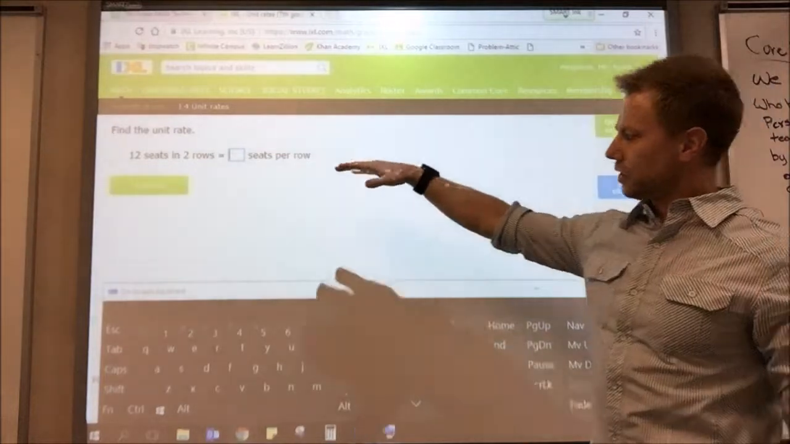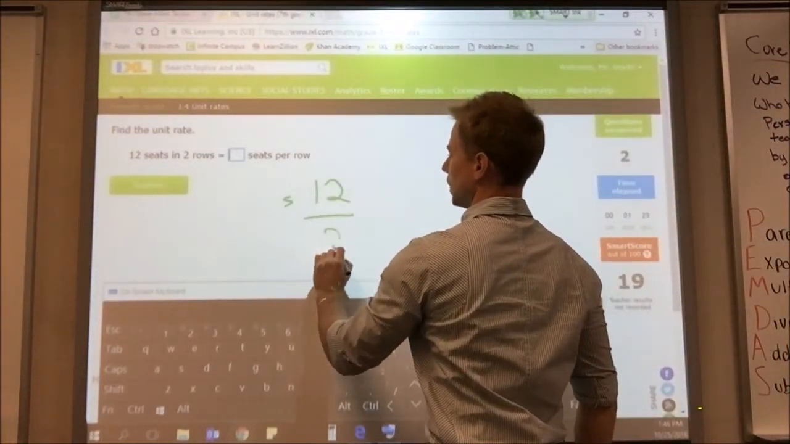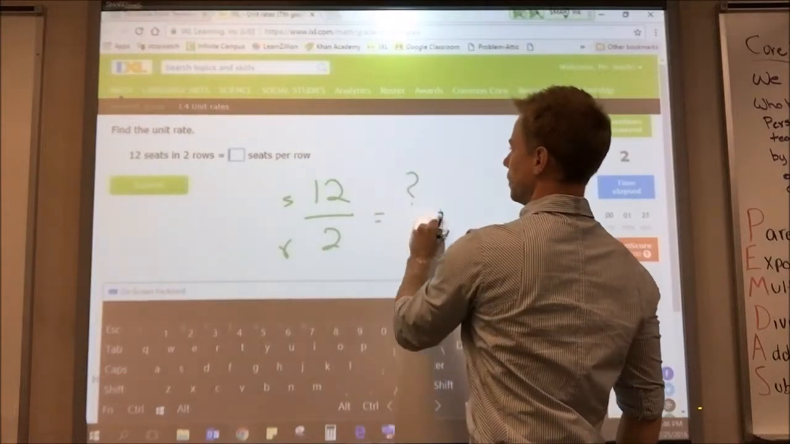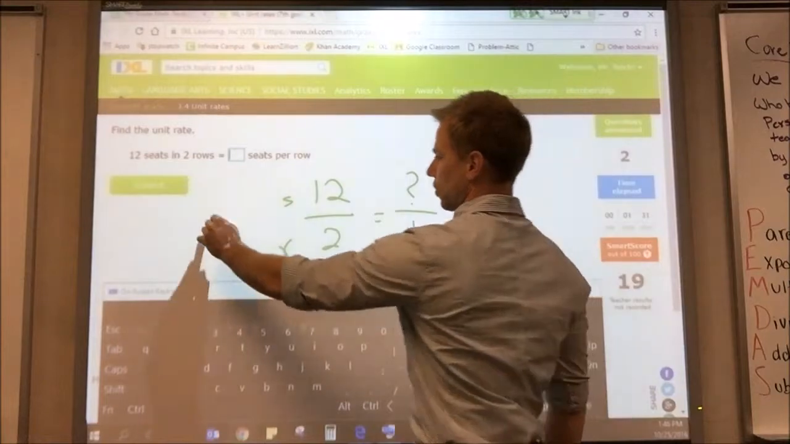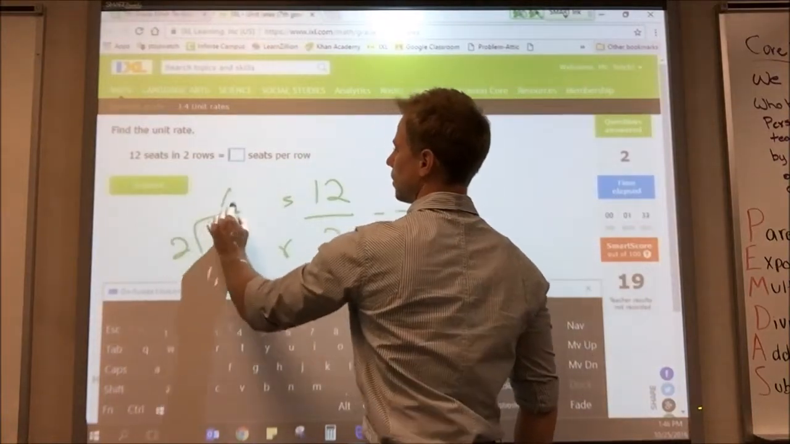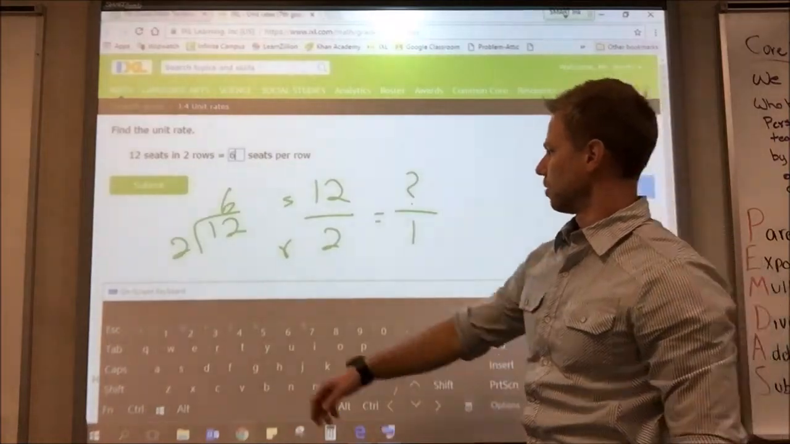All right, we have 12 seats in 2 rows. How many seats in 1 row or per row? So we do 12 divided by 2, which is 6. That's going to be 6 seats per row.